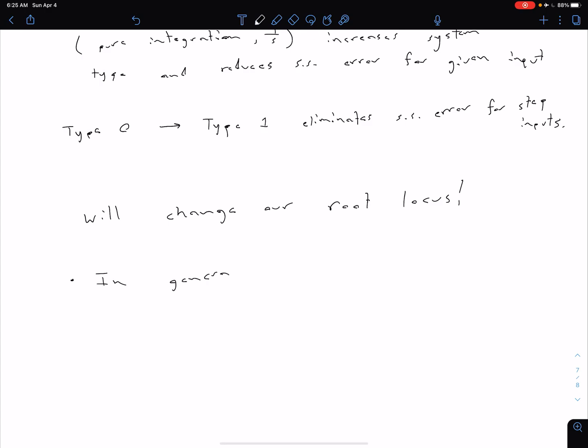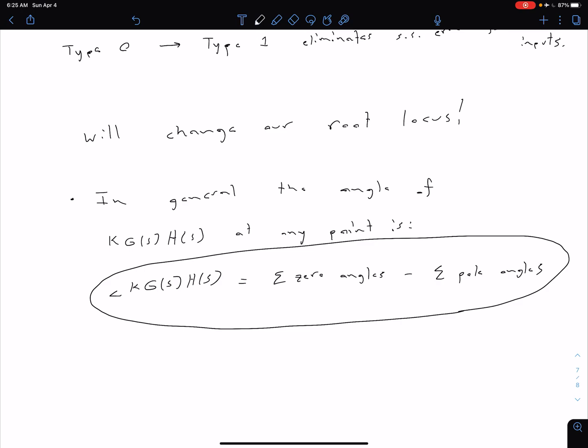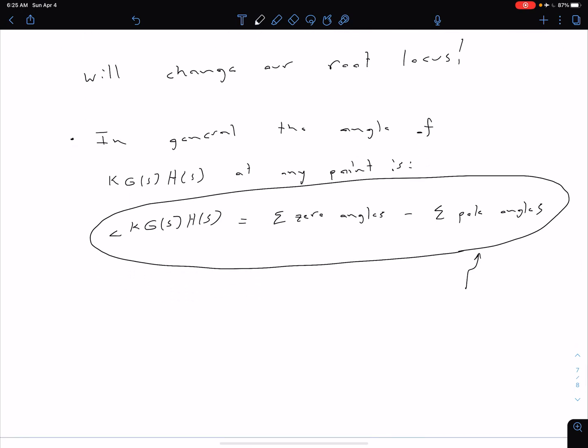So we can say in general, the angle of our K, G of S, H of S at any point on the root locus is given by the sum of our zero angles minus the sum of our pole angles. And so what we can see from that is if we're adding some pole angle, we're changing this summation here. So if we want to have no net effect, then we also need to add some zero, which has a similar angle, such that the contributions from the two are canceling out.